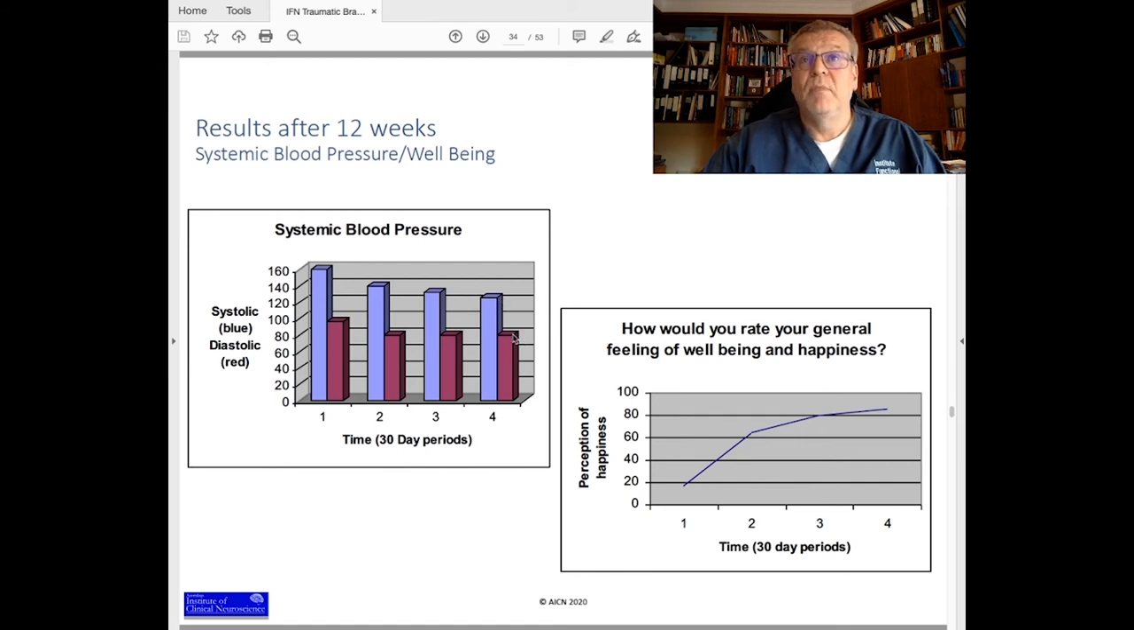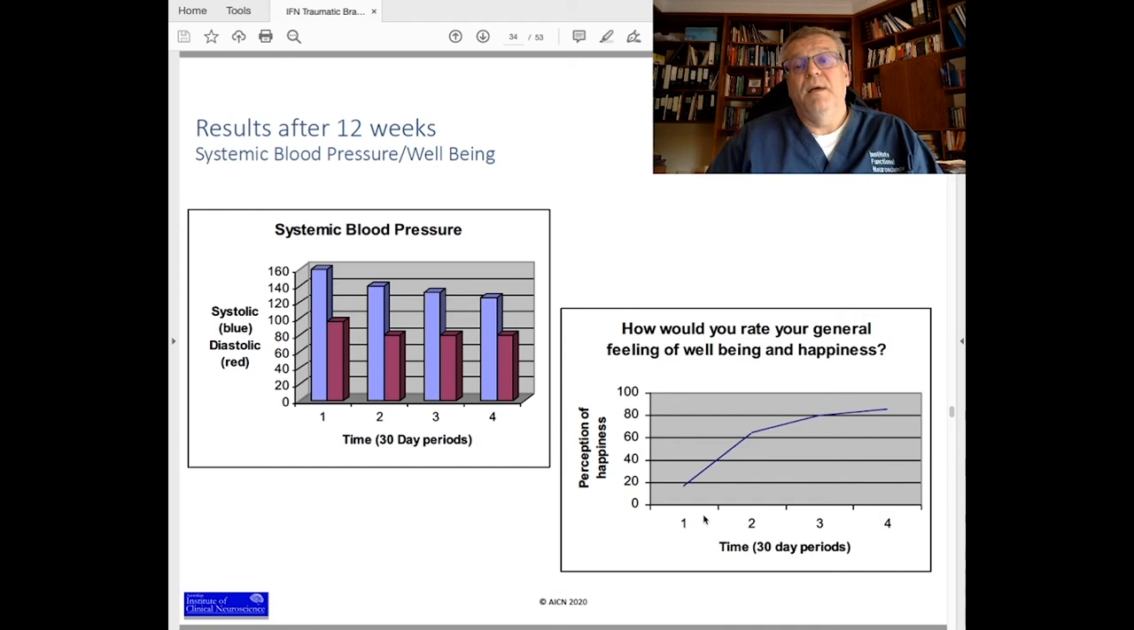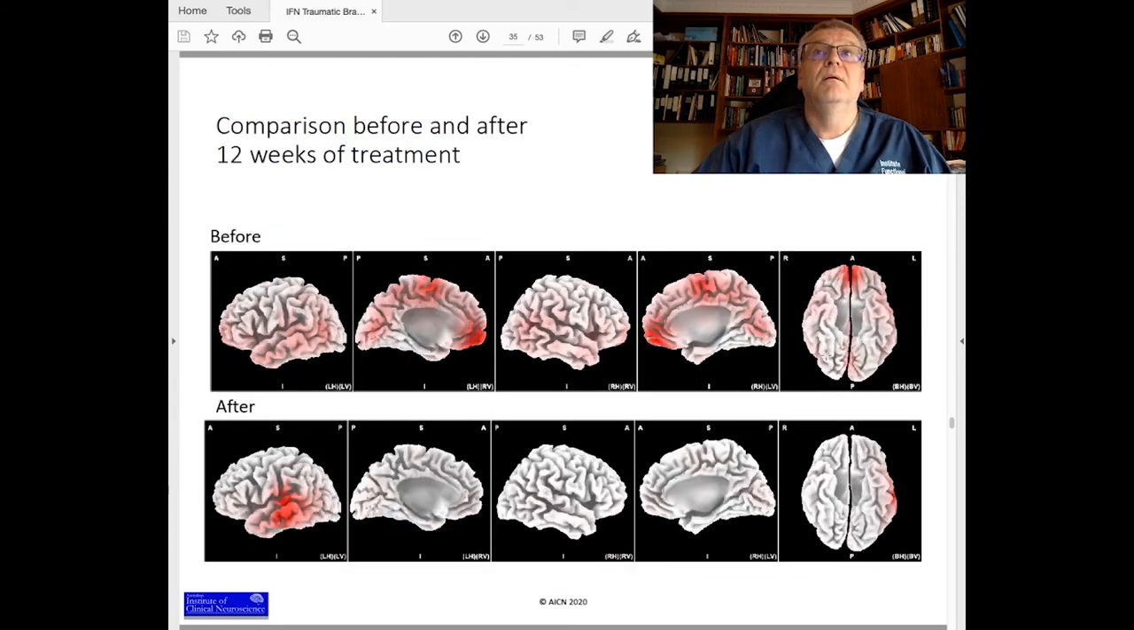Now, this is another interesting aspect of this person's presentation, because we talked about how concussion can involve emotional components. And so we asked this person to rate his general feeling of well-being and happiness when he first started seeing us, which was around 18%. And then after the 4 months, he was back up around 82, 83%, which is a wonderful result for him.